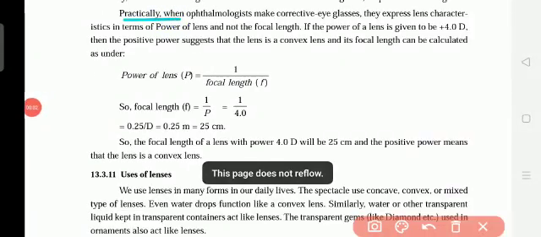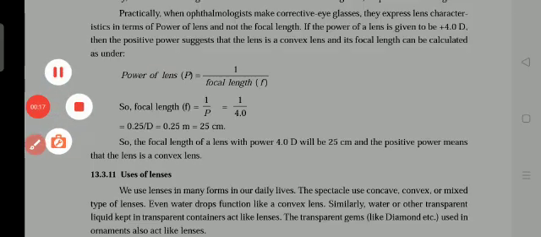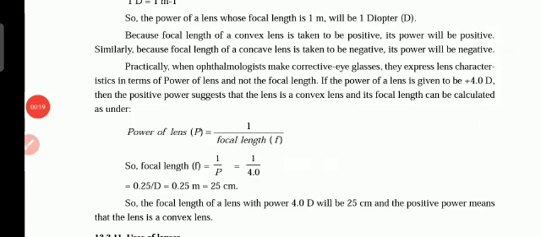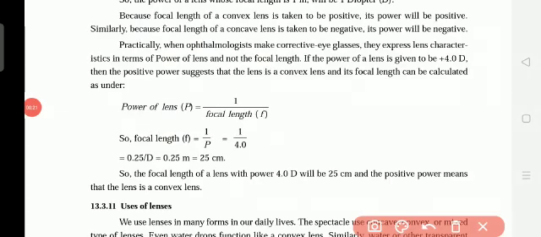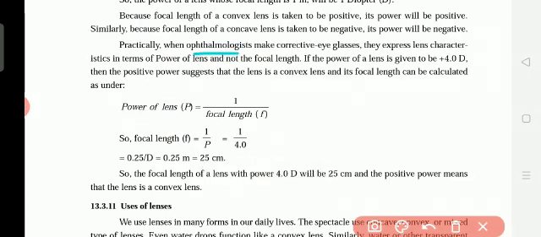So practically, ophthalmologists means those who see the eyes and prepare the eyeglasses. According to our eyesight, they prepare the correct eyeglasses. That means ophthalmologists are those who prepare the eyeglasses when we have an eyesight problem. So according to that they prepare the eyeglasses.